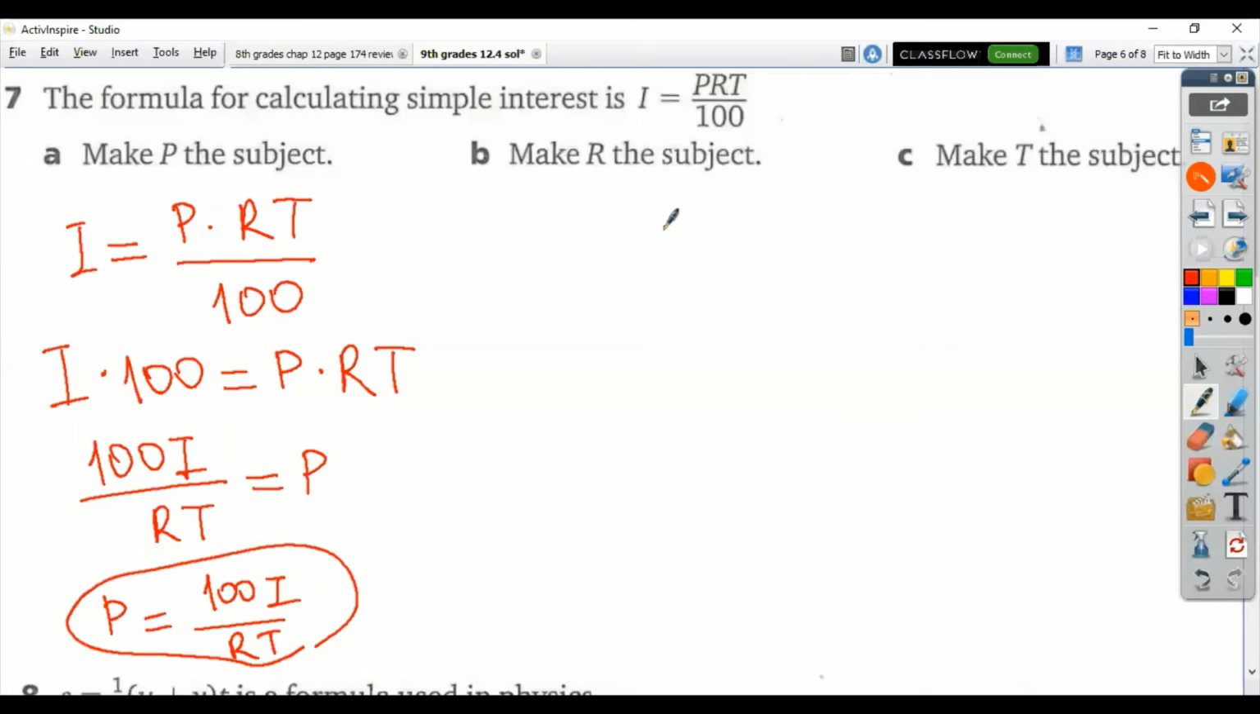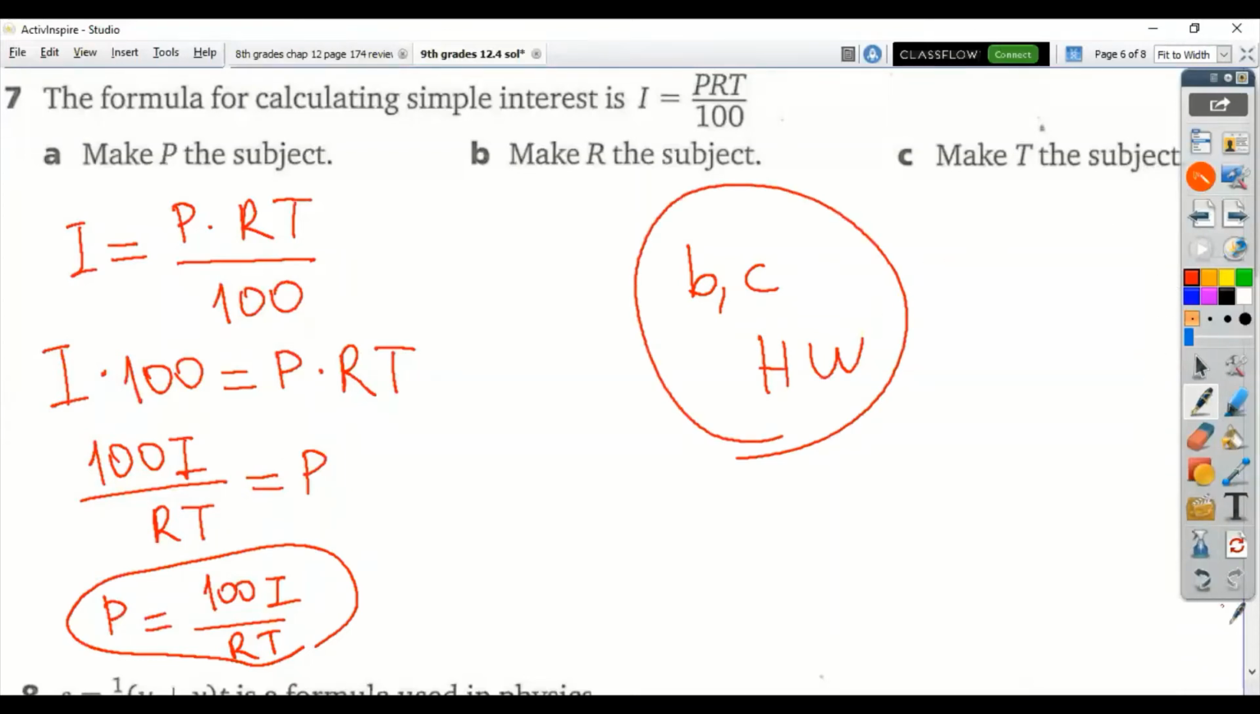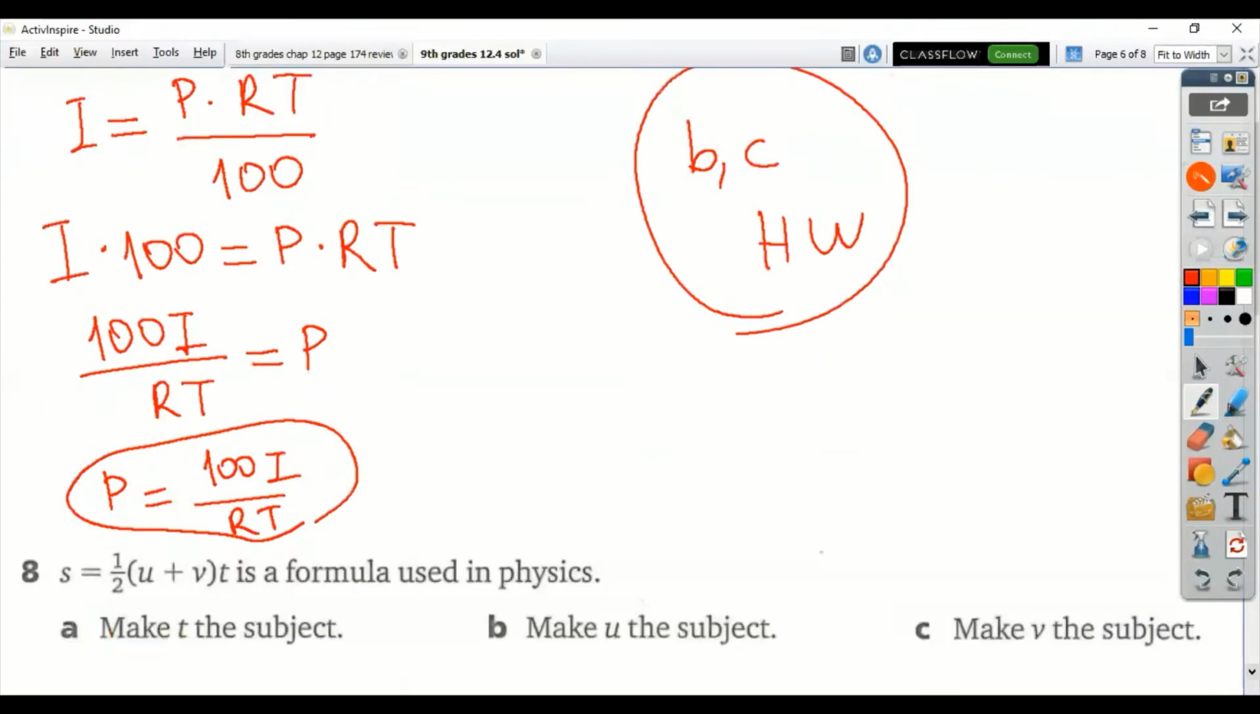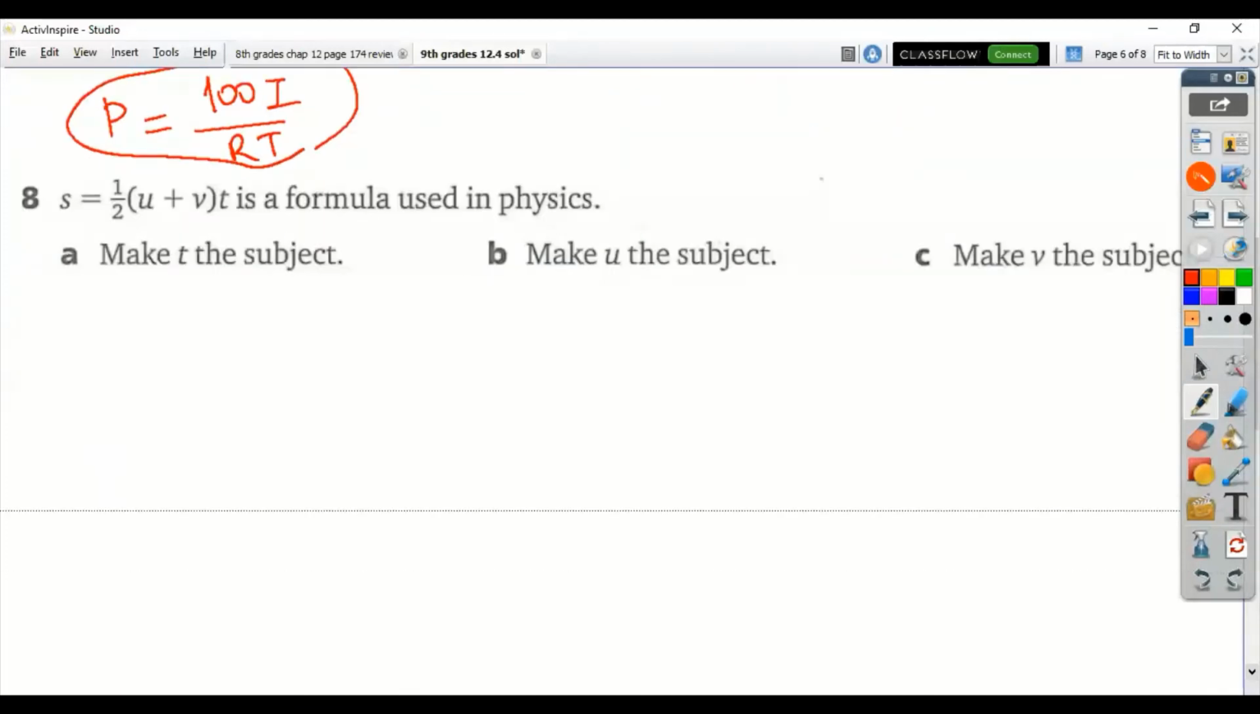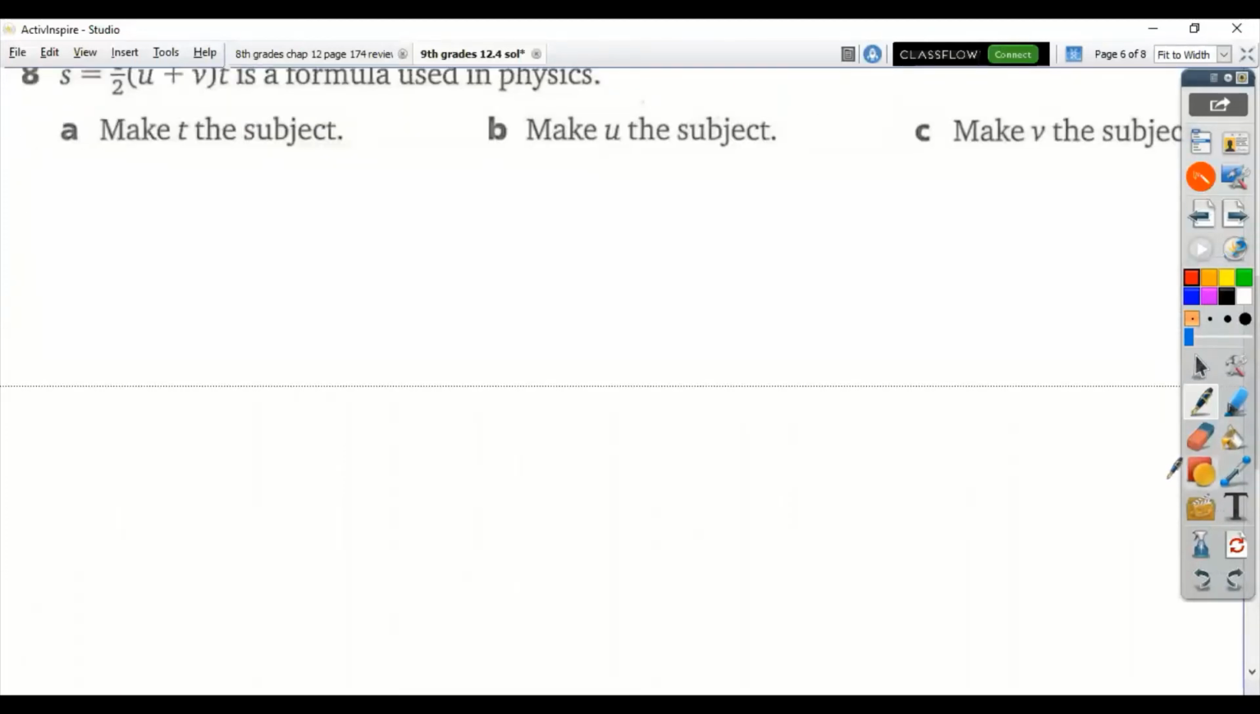Okay, let me leave B and C for you, everybody, as homework. Almost the same steps you're going to do. I mean, they are the same, actually. Question 8. We have a physics formula.